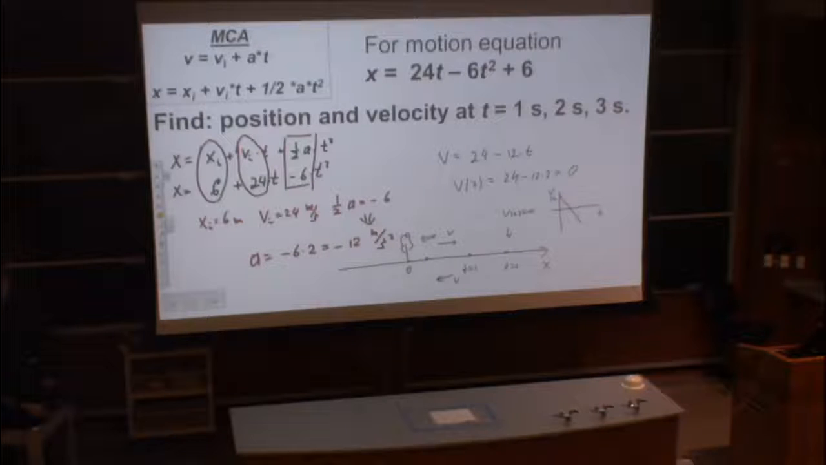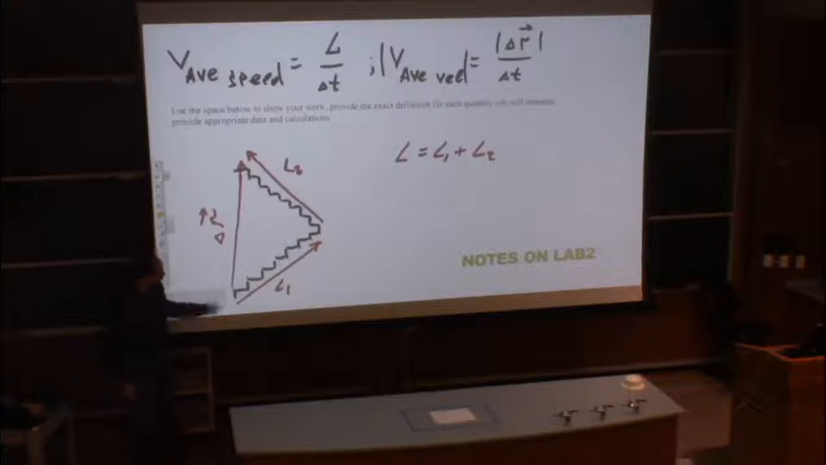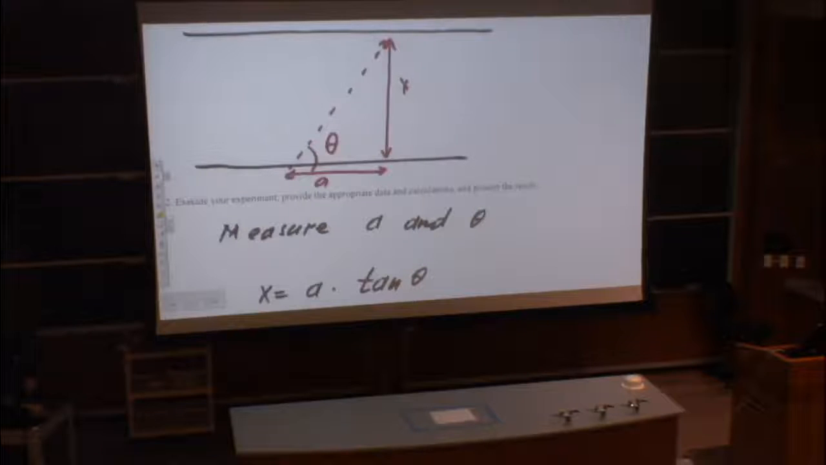That's what is happening. Well, a couple of notes on the lab. Because yesterday I've heard some weird things. You don't have to measure all individual distances. You just roll the measuring tape and measure all the distances you need. And distance over time gives you average speed. Displacement over time gives you average velocity. That's it.